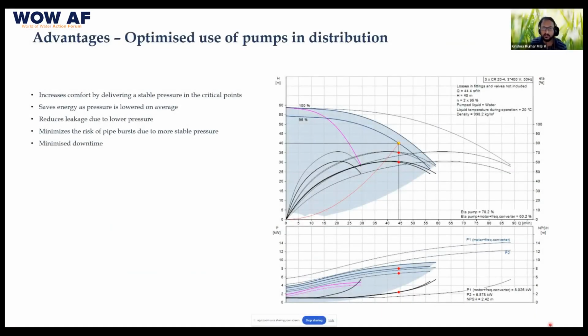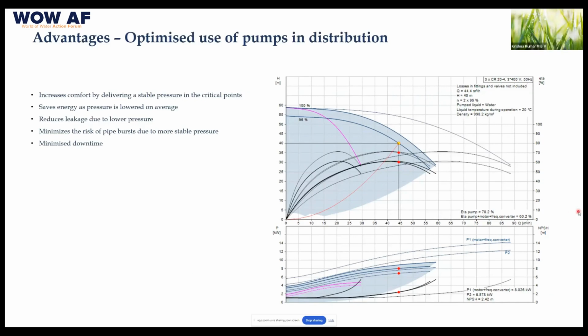Advantages here, you have optimized use of pumps and distribution. As I explained, it is increased comfort by delivering stable pressure in the critical points, and it also saves energy to a very great extent, and majorly it reduces the leakage.